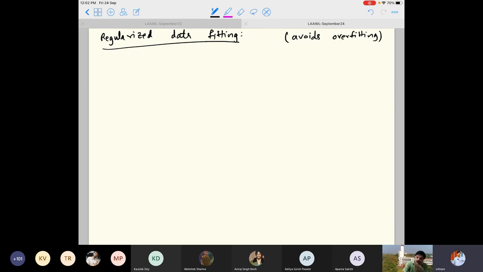I hope you all remember the terminology. f hat x was the model. And how are we obtaining this f hat x? Alpha 1 f1 x plus so on and so forth up to alpha p fp x, where f1, f2, fp were the basis functions. They all were functions from R^n to R. And then what is it that we are trying to find out? We are trying to find out alpha 1, alpha 2 up to alpha p, and they are found out using that least squares objective function. That's what we were doing in the data fitting problem. So this is our data fitting problem.